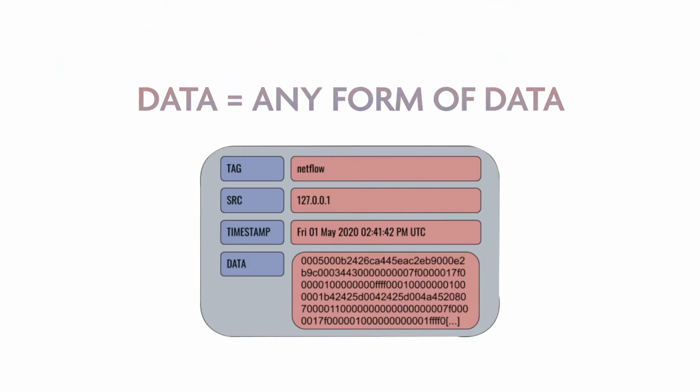Finally, the data field is exactly that, data. It could take pretty much any form. In this diagram, we're showing a hex representation of a binary netflow record. If we were ingesting syslog messages, the data field would be the actual log message. If we were doing packet capture, the data field would be the binary packet itself.